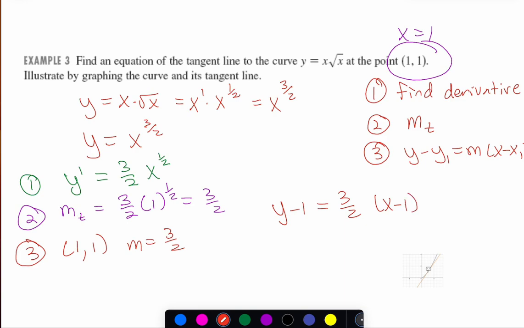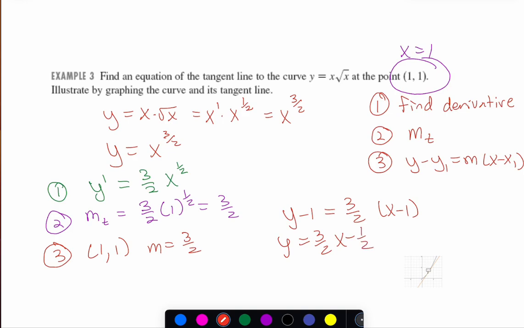Now, I'm okay if you stop there. I know you know how to rearrange that equation. It's not a bad idea to get it in slope-intercept form. If we do, we would get the following equation.